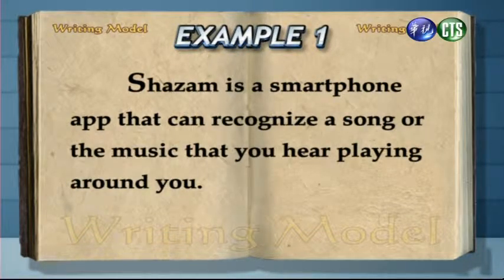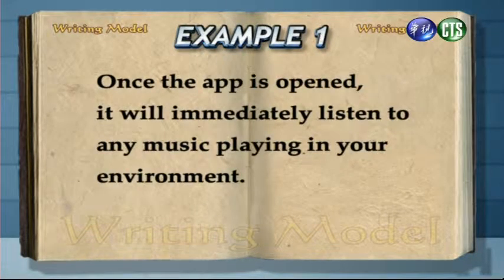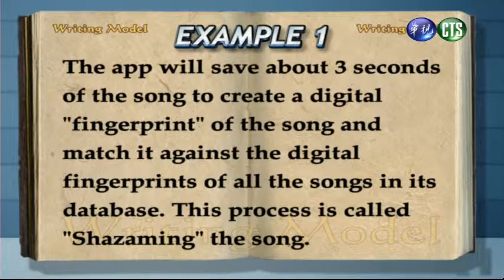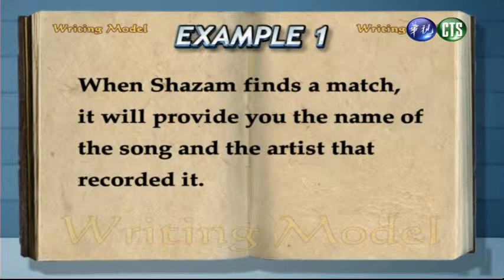Shazam is a smartphone app that can recognize a song or the music that you hear playing around you. Once the app is opened, it will immediately listen to any music playing in your environment. The app will save about 3 seconds of the song to create a digital fingerprint of the song and match it against the digital fingerprints of all the songs in its database. This process is called Shazamming the song.